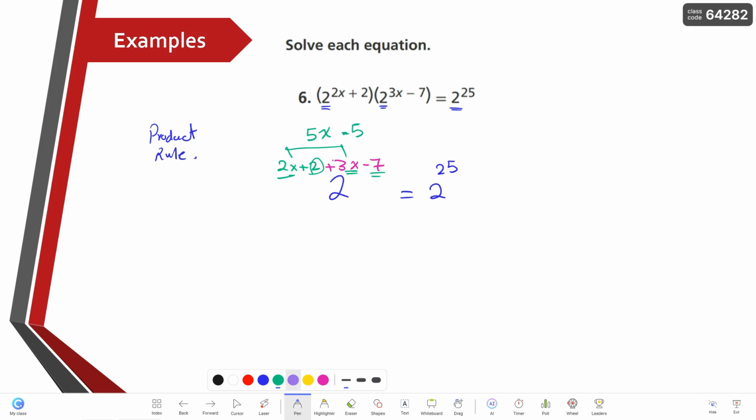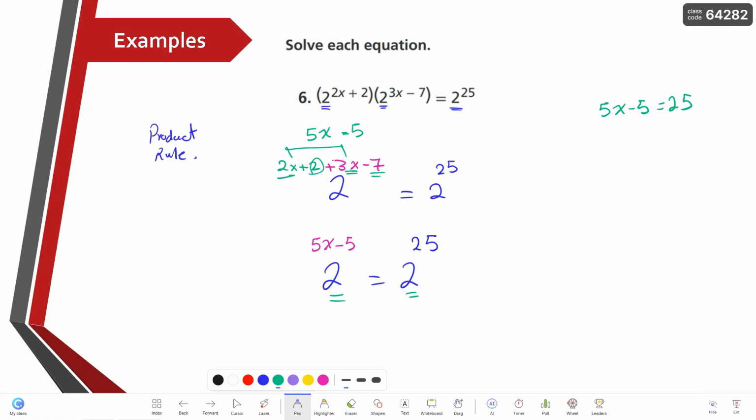So we can rewrite this, seeing that we have the same base, and our exponent right now is 5x minus 5, and this is equal to 2 raised to the power 25. I'm going to use the same property: since we have the same bases, 2 and 2, the exponents must be the same since the bases are not zeros. So I'm going to say 5x minus 5 would be equal to 25.